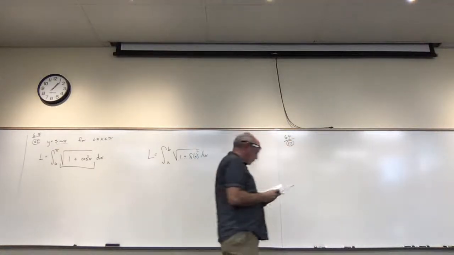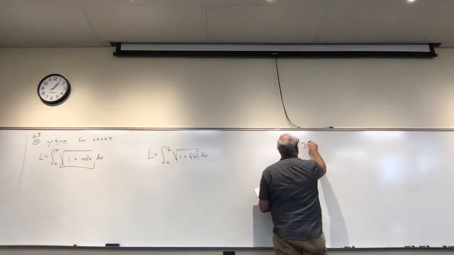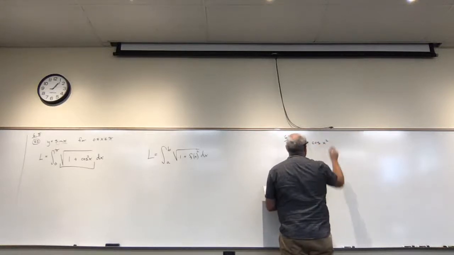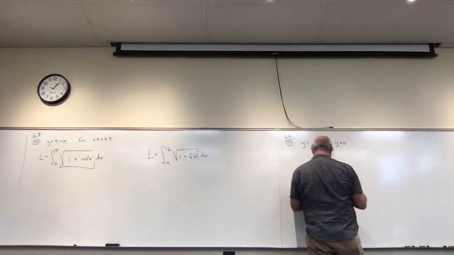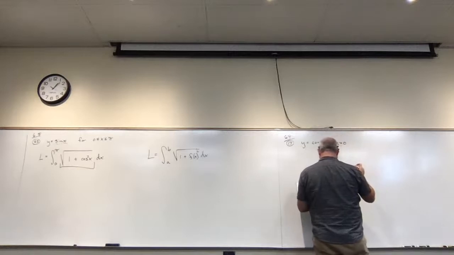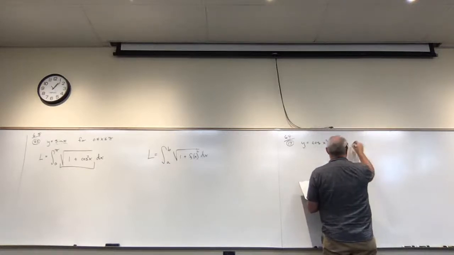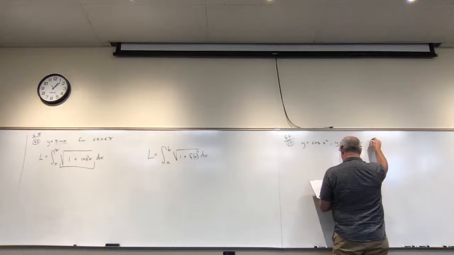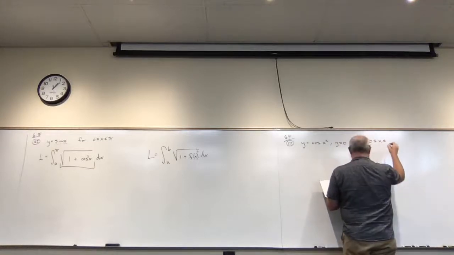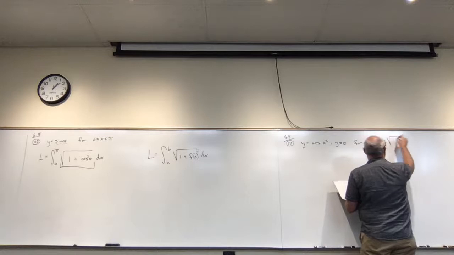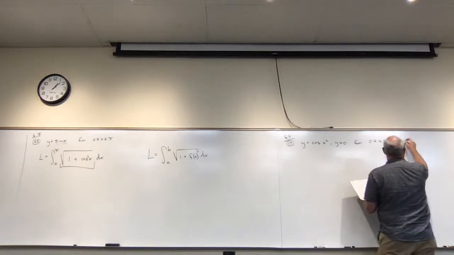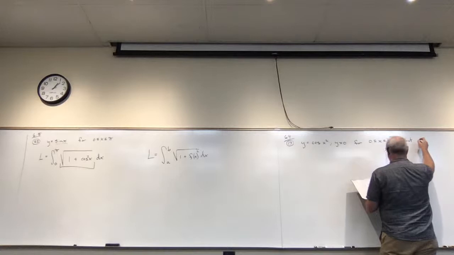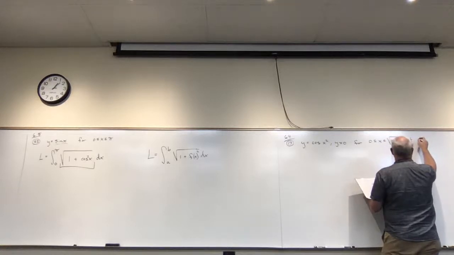We've got y equals cosine of x squared, y equals 0, for x between 0 and the square root of pi over 2, about the y-axis.